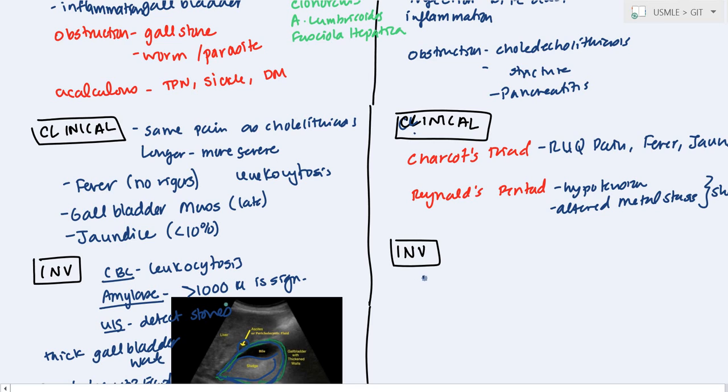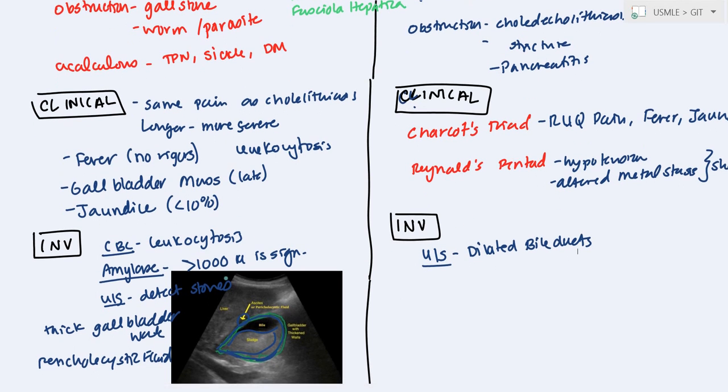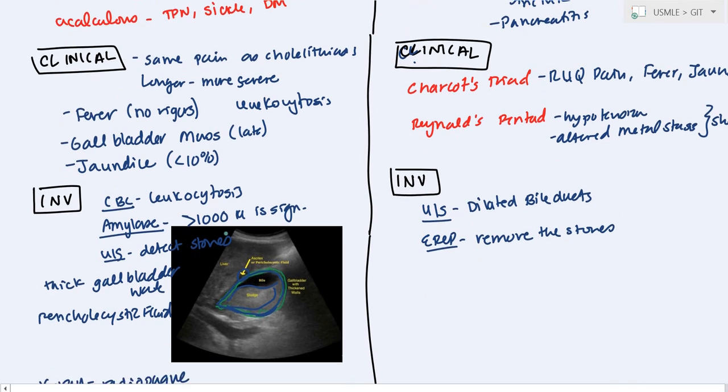On investigation, you can do an ultrasound, and the ultrasound will generally show dilated bile ducts. And after that, you can also do ERCP, and this is also good because not only can we see the stones, but it can actually remove the stones. And so that's a benefit there.